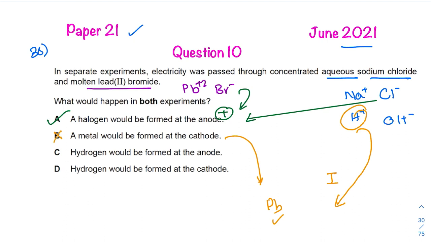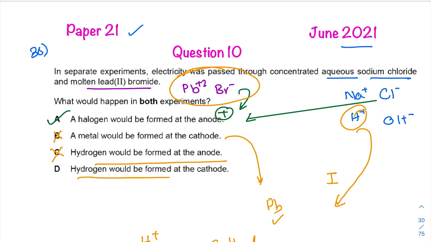Option C, hydrogen would be formed at anode. First of all, in experiment number 2, there is no hydrogen at all. Hydrogen, being a positive ion, will be formed at the cathode, which is the negative electrode. But it says that hydrogen is formed at anode, so option C is wrong. Option C is wrong on two fronts. First of all, there is no hydrogen in the second experiment, and hydrogen should be formed at cathode.